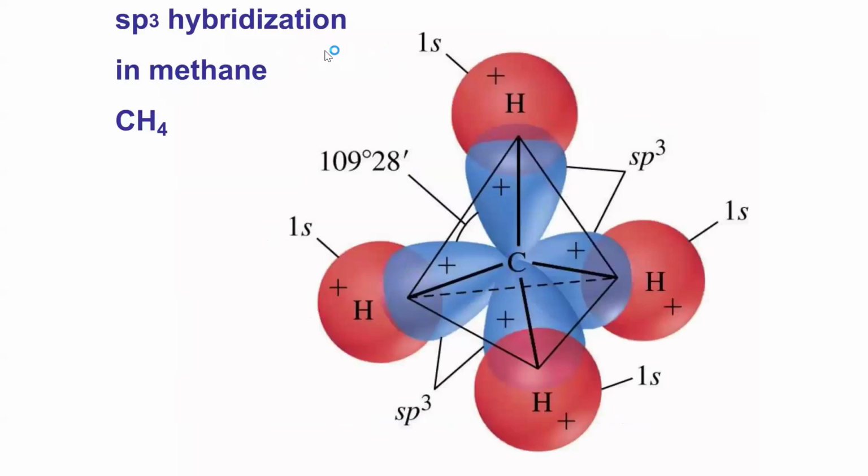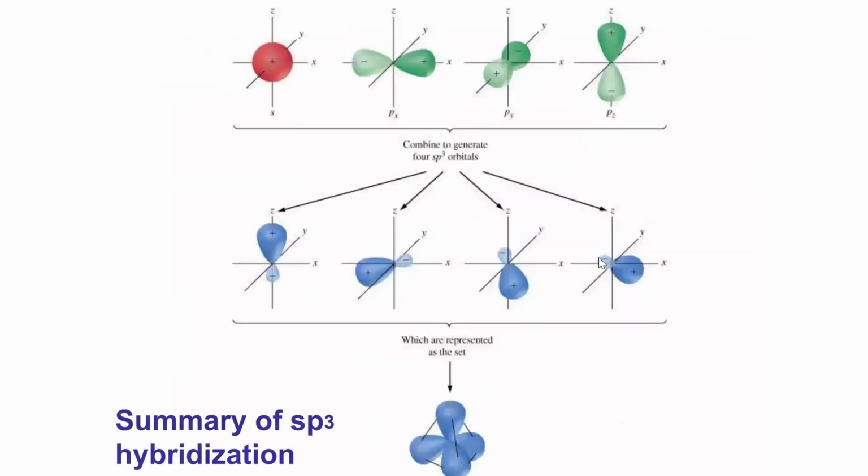So this is for the sp3 hybridization, in the case of methane. So you have 1s here, and you have your hybridized orbital here, where you have sp3 hybridized orbitals. Okay, so now this is the summary of the hybridization. Look at it. This is 1s. This is how we can look at it here.